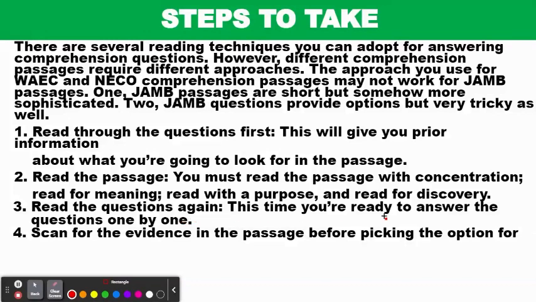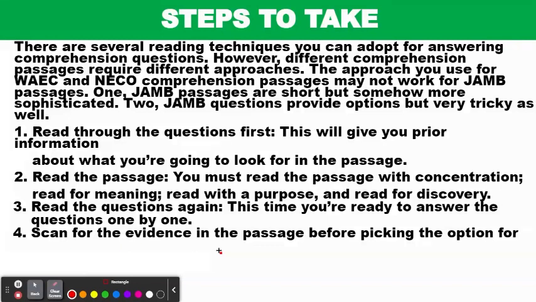Now, read the questions again. This time, you are ready to answer the questions one by one. You see? Now, in this last visit to the question, you are not going to read the whole questions. You are now going to pick question number one. And once you pick question number one, then you go back to the passage and extract the answer. If in your first reading of the passage you already found the answer to question one, all you need to do is to go back to confirm that this is actually correct. And once you confirm, then you pick your answer. And the process is simple.